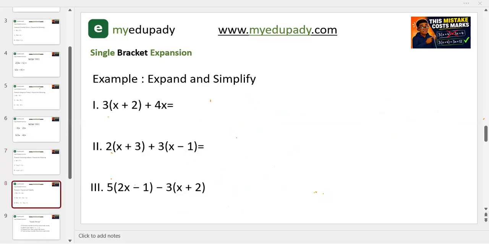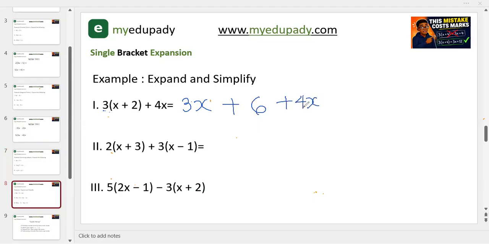So let's take this example. We have 3 into bracket x plus 2 add 4x. This is very straightforward. We are just doing our regular thing. So we do 3 multiplied by x, which gives us 3x, add then 3 multiplied by 2, which gives us 6. Then I'm adding 4x to this.